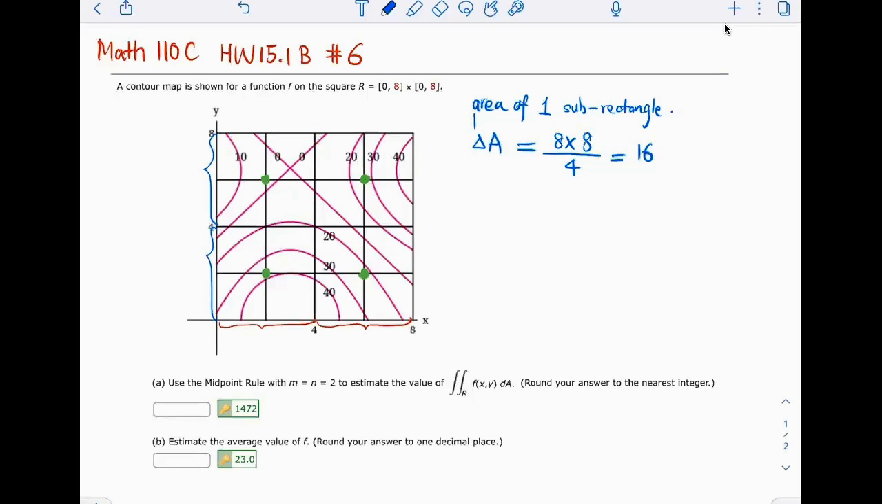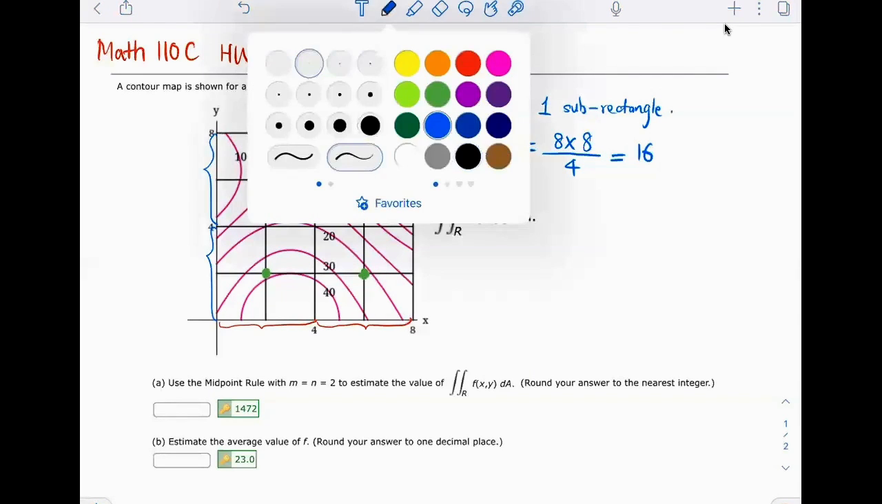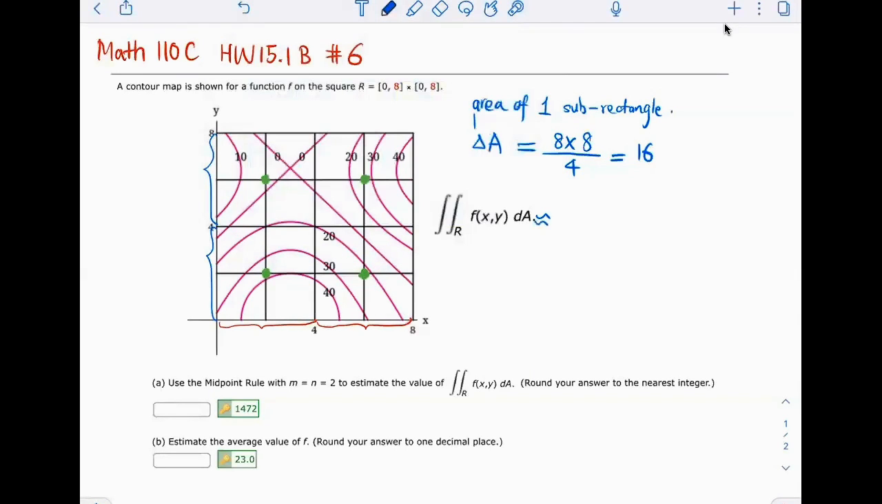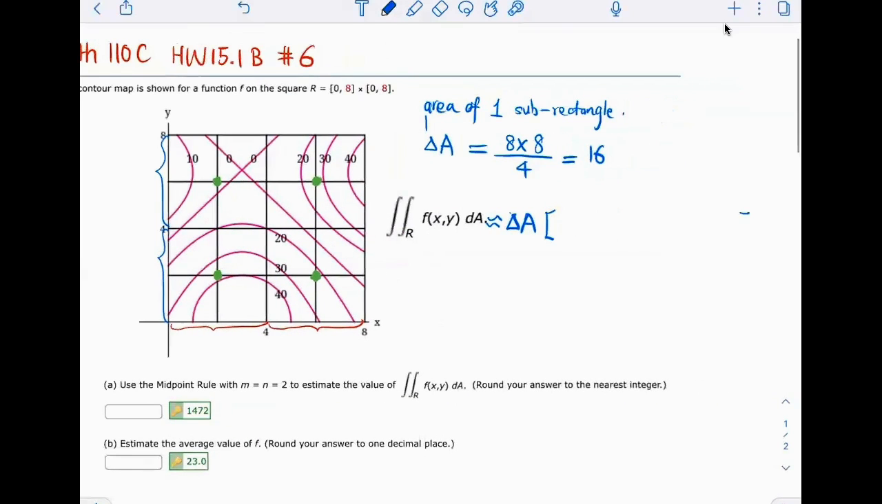Now, the midpoint rule says that we are going to estimate this double integral over here. We can say this is approximately equal to the area of each subrectangle multiplied by the function value at each midpoint. That's what we're trying to do. So let's take a look at this midpoint here. What will be the function value?